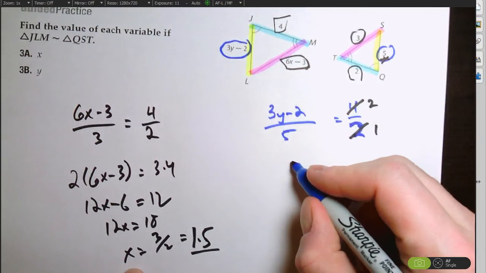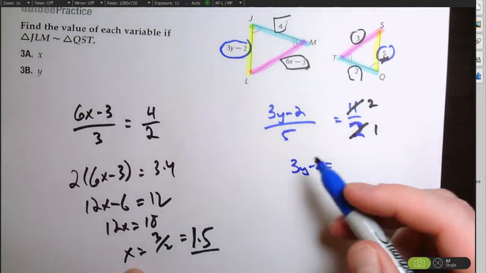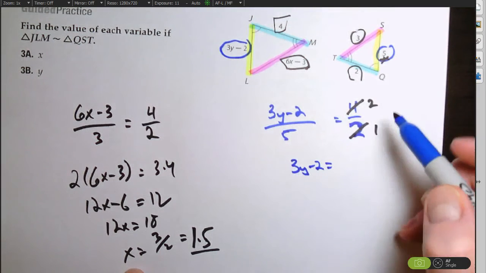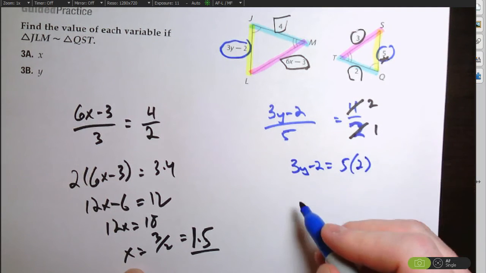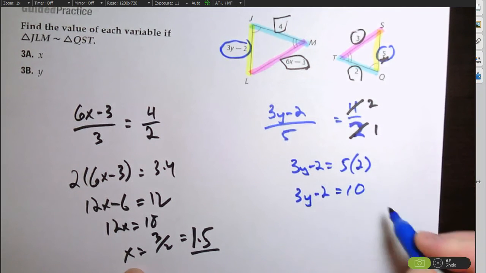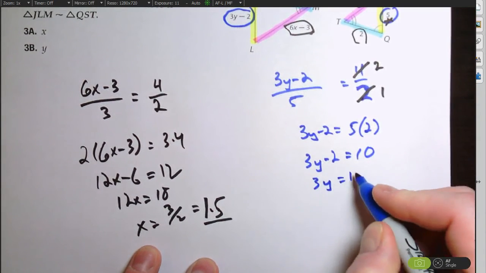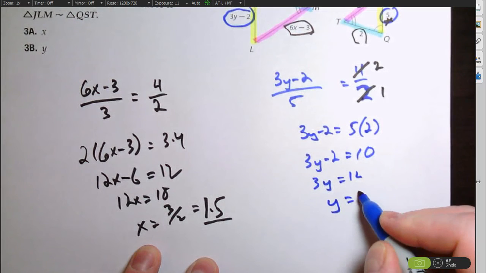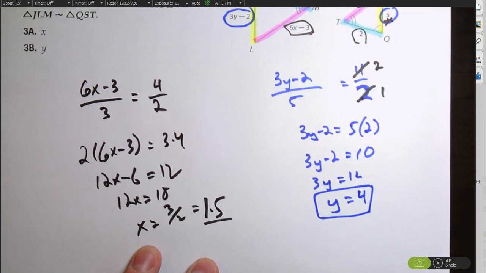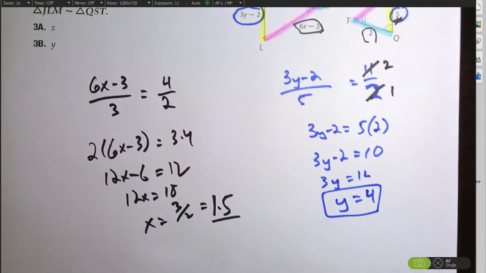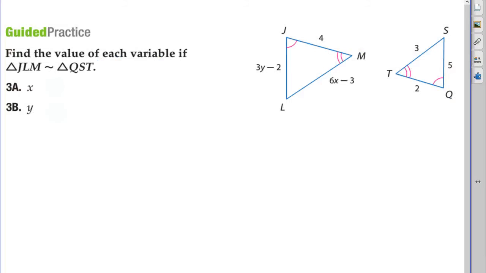So 1 times 3y minus 2, well, that just means 3y minus 2. It actually makes that a little easier. Now 5 times 2. 3y minus 2 equals 10. Add 2. Divide by 3. Y is 4. Okay, so hopefully you got both of those right, and you just wanted to watch the video. Otherwise, the last one here is just a theorem.